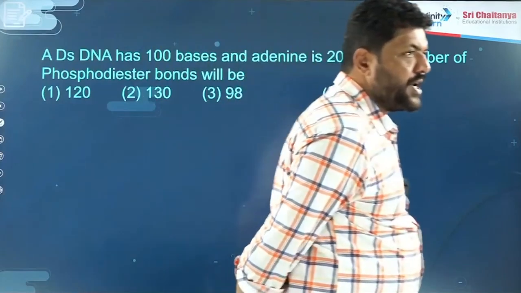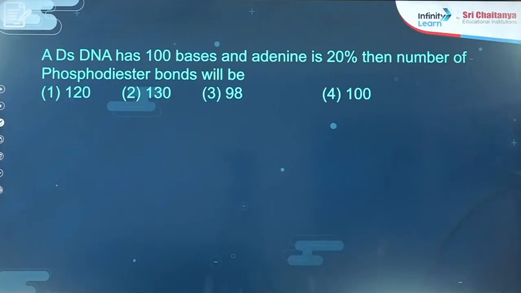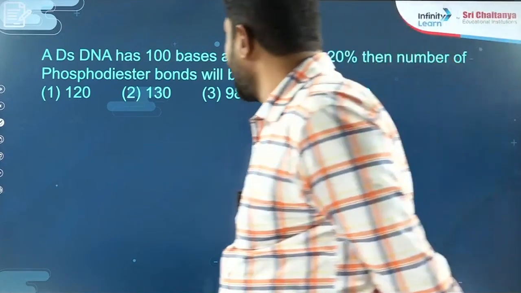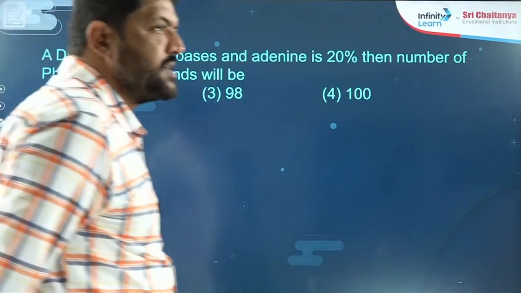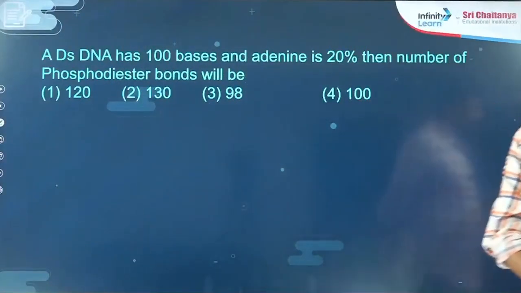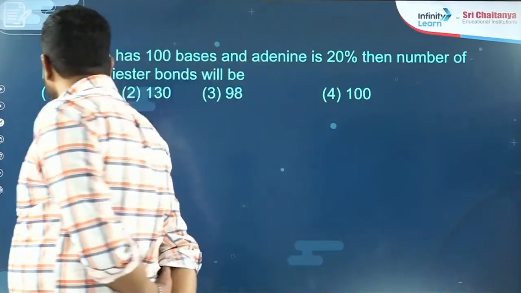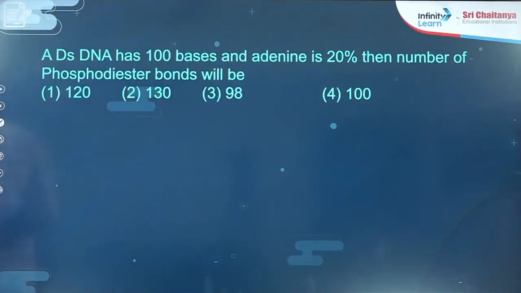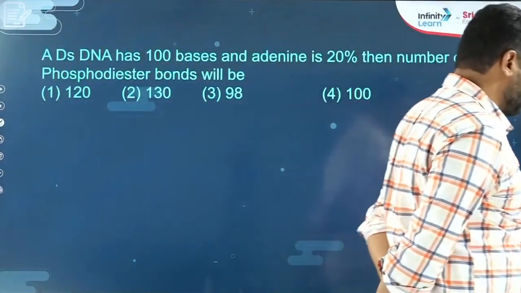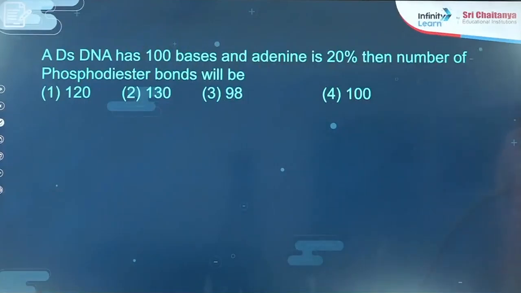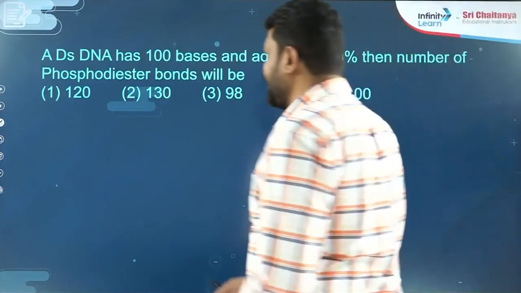Now read the question. A double stranded DNA has 100 bases, and adenine is 20%. The number of phosphodiester bonds will be? Can anyone tell me the answer? A double stranded DNA has 100 bases, and adenine is 20%. Then the number of phosphodiester bonds will be?